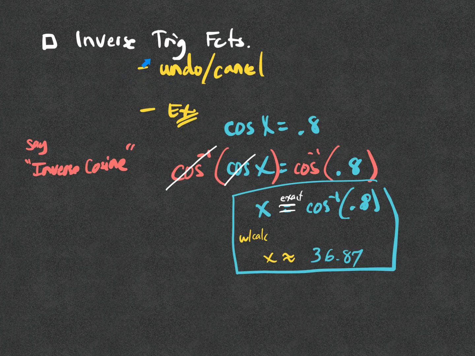Here's another example of an inverse trig function. Cosine of x equals 0.8. What is x equal to? Well, we need to get rid of cosine. So to get rid of the cosine function, we do the opposite, which is the inverse cosine function of the left side and the inverse cosine of the right side. These cancel out, so we're left with x. It's exactly equal to the inverse cosine of 0.8. And if we put that in our calculator, that's about 36.87.